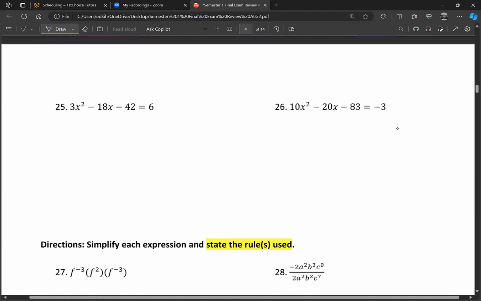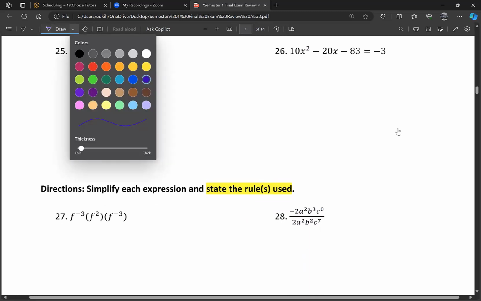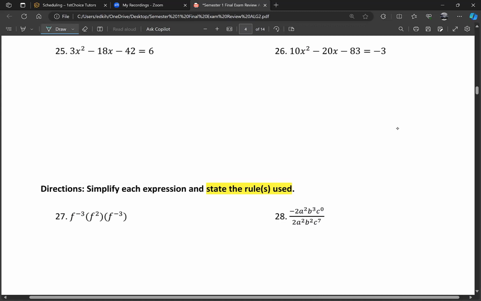Okay, so these two also require you to use the same method, completing the square. So we need to move the same process, folks. We need to move the constant to the right. So start off by adding 42 to both sides. Now those of course cancel. We end up having 3x squared minus 18x equals 48.